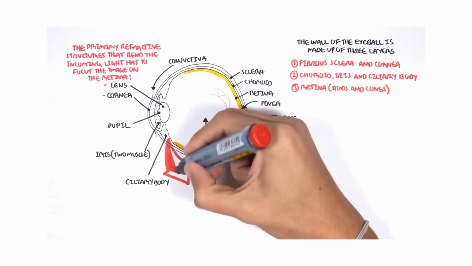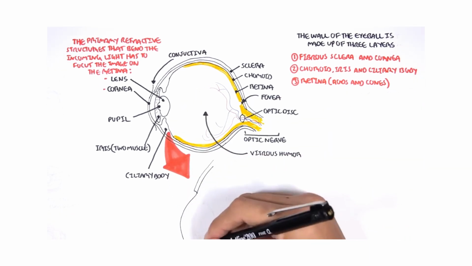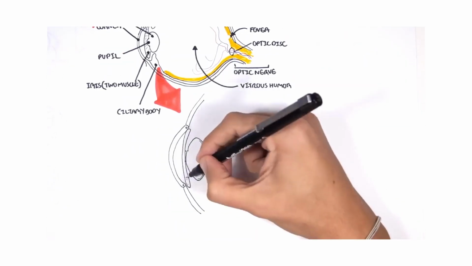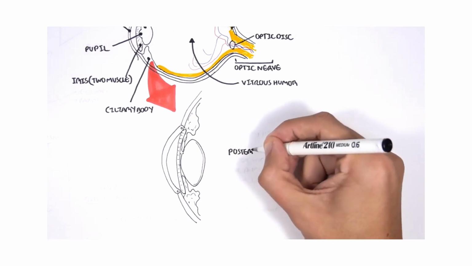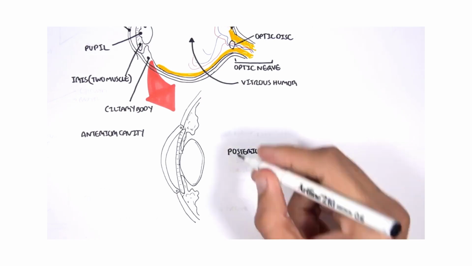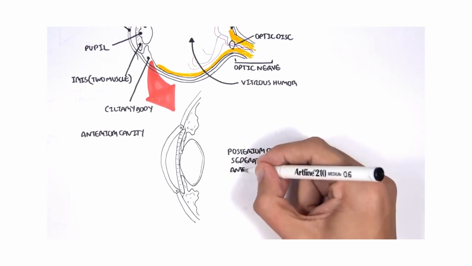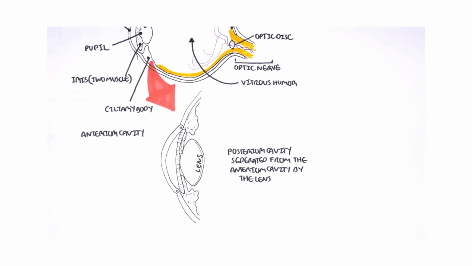So let us zoom into the anterior section of the eyeball here. So here is the anterior section of the eyeball. There is the posterior cavity and an anterior cavity. The posterior cavity is separated from the anterior cavity by the lens. So here is the lens. So here the space anterior to the lens is known as the anterior cavity. And the posterior cavity, as I mentioned, contains the vitreous humor.